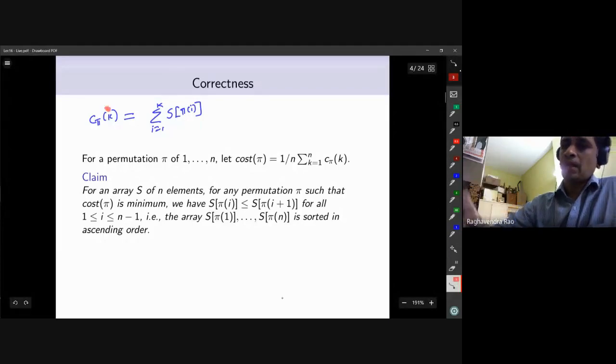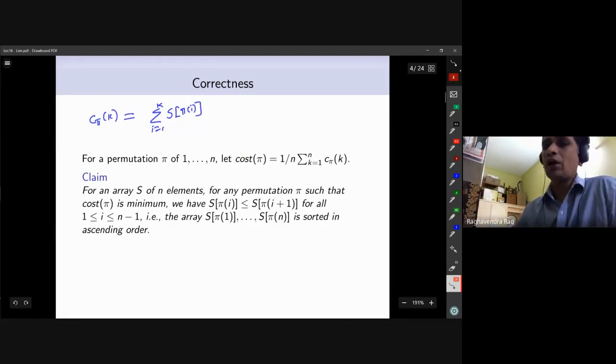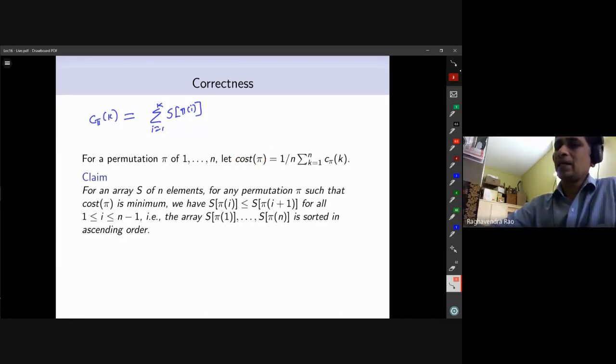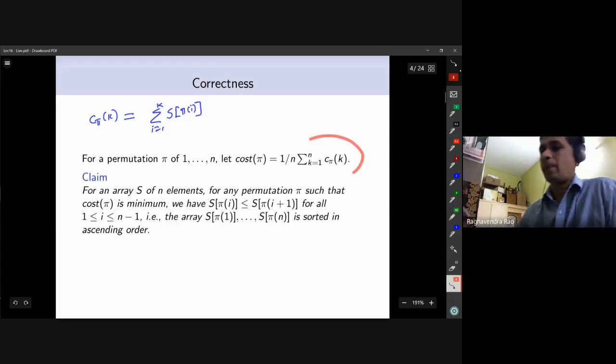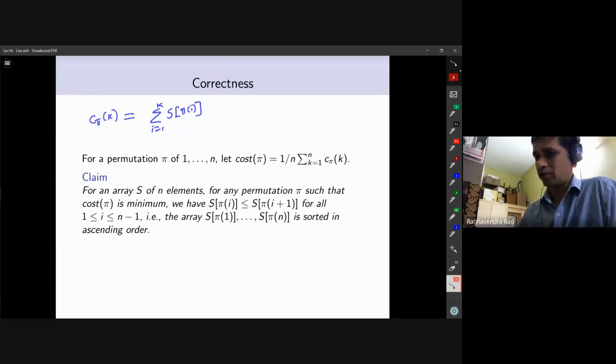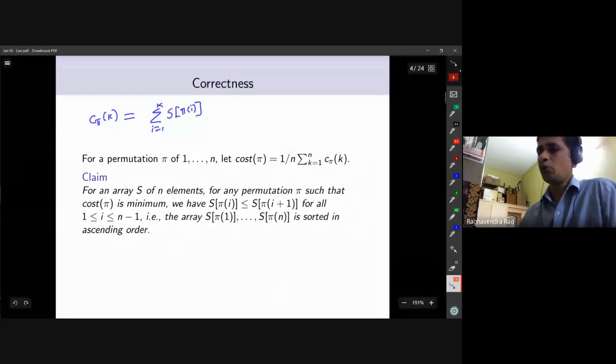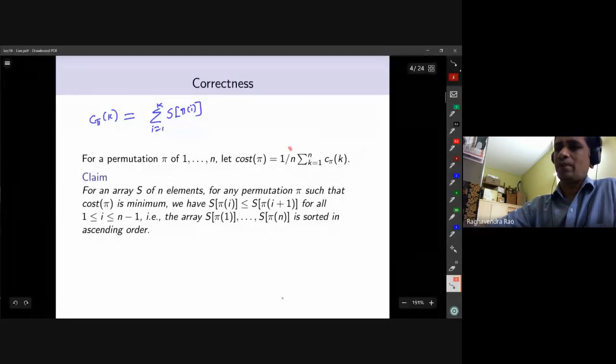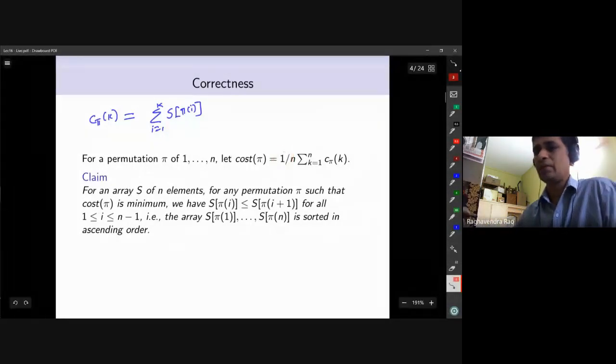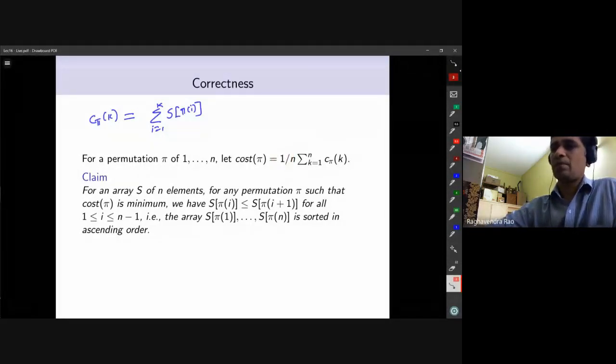Now we just give it a name. The cost of storing the files in the order according to pi is basically the sum of all c pi k for all positions, or for all files, and then you average, that is 1 by n. When you want to minimize this, you can ignore the 1 by n. It does not play a role while minimizing, so you can just minimize the sum.